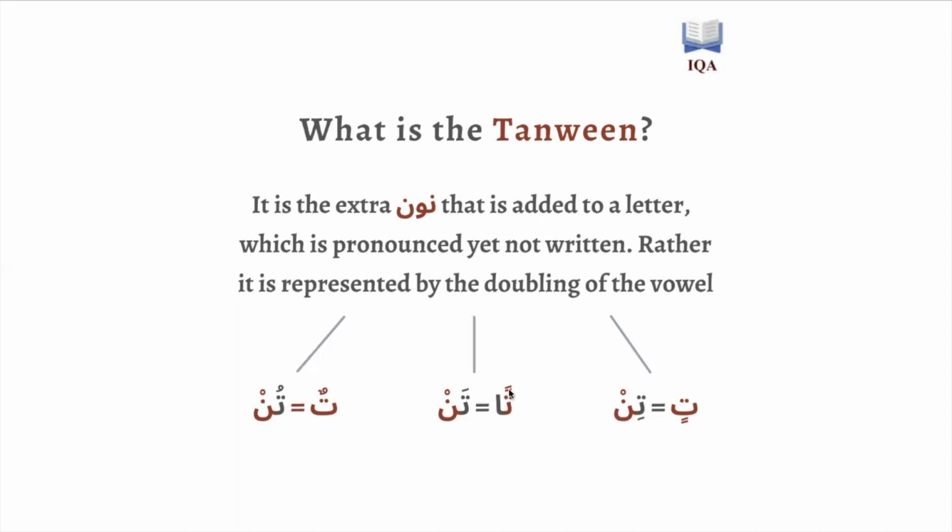So the first mark here is the fatha that was in ta here. And it's representing that the vowel is going to be a. But the second mark here is a tanween, and it's representing the noon. Because the tanween is an extra noon that's added to a letter which is pronounced tan, but it's not written. Rather, it's represented by the doubling of the vowel. So instead of one fatha, you have two fatha. The second fatha is there to indicate the tanween. Same thing for tin, same thing for tun, and so on and so forth. So that is a tanween in the Arabic language.